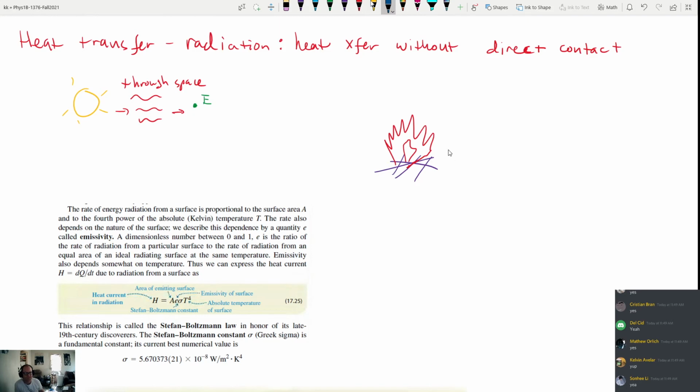Obviously, if you touch the fire, you're going to burn yourself, right? But if you're standing right here, holding your hands out to warm your hands, and there's any kind of distance between your hands and the fire, then pretty much the heat transfer that occurs right here is radiation.